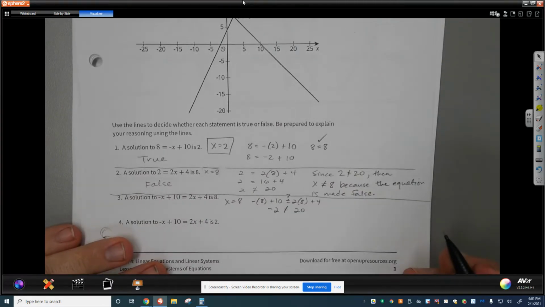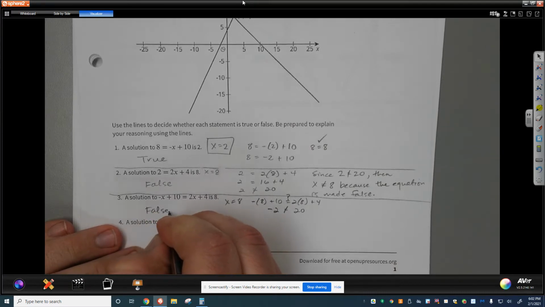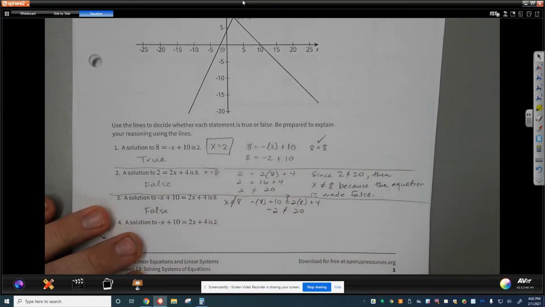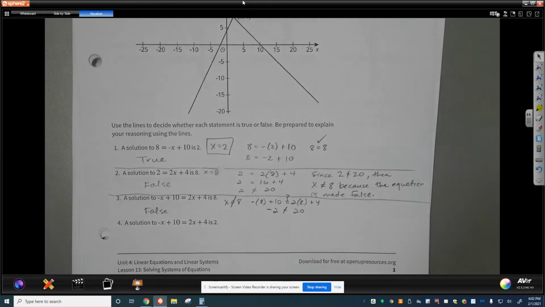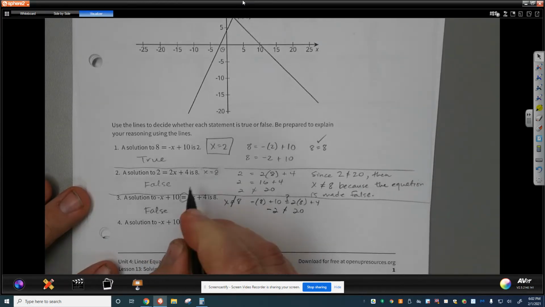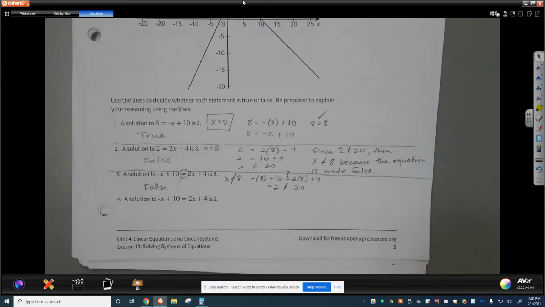Since this is a false statement, then we would say false, which means that x equals 8 cannot be true. It just won't work because it makes this statement right here a false statement. So this would actually become an inequality.